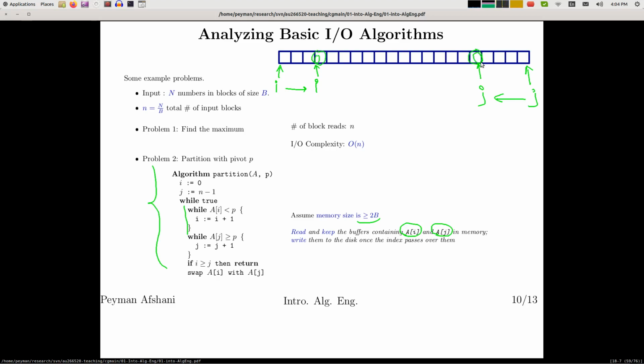But I need to do something more, because I need to do some writes. And the way you can write things is that imagine that i needs to increase and it passes the boundary of a block. So assume that I was here right at the edge of the block. Then I need to run this while loop that increases i by 1. When i crosses the block boundary, which I can know with a bunch of if statements, what I do is write this old block to the disk. So this old block will be written to the disk, and this new block will be read from the disk.